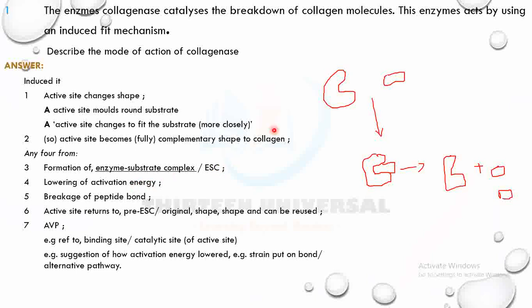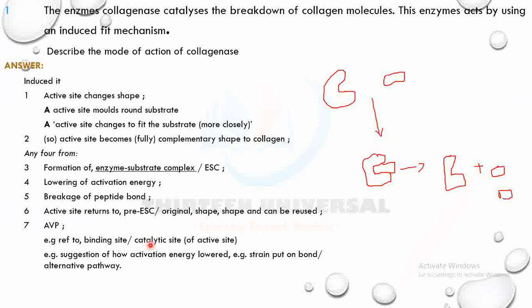And you know that it is an enzyme, so it lowers the activation energy. So it breaks the peptide bond of collagen, because it is still an enzyme. Collagen is a protein. So the active site returns to its pre-ES original shape. So that is what happens.